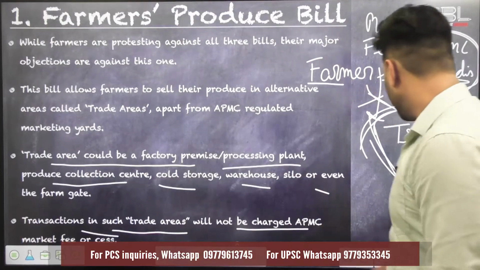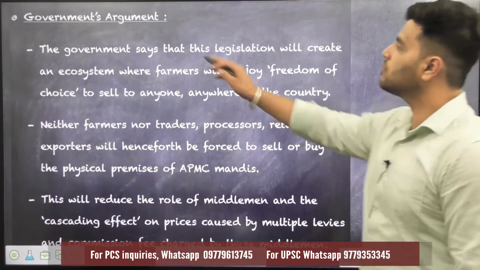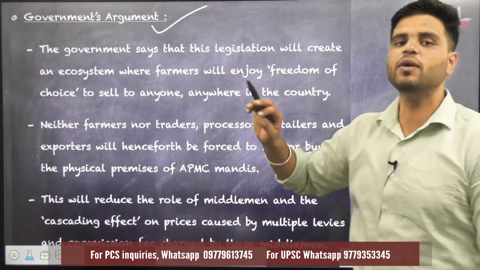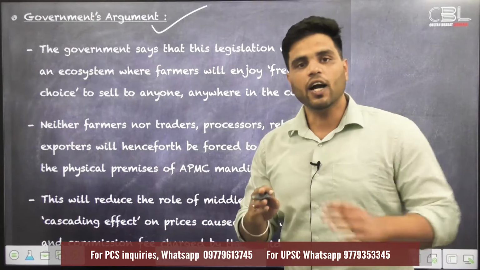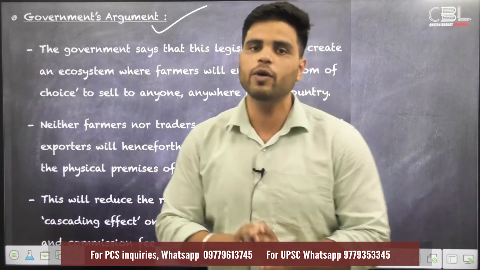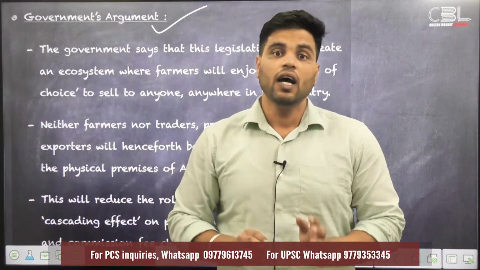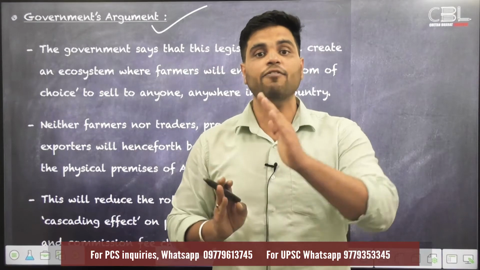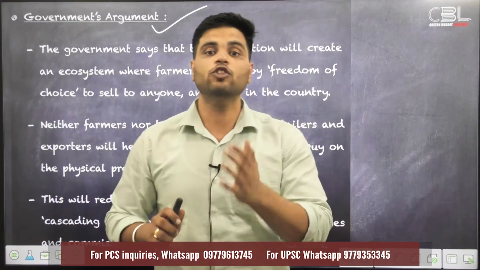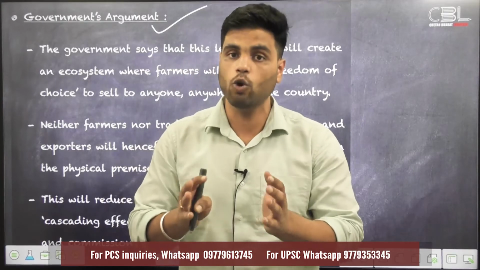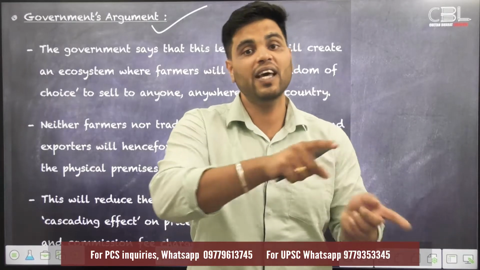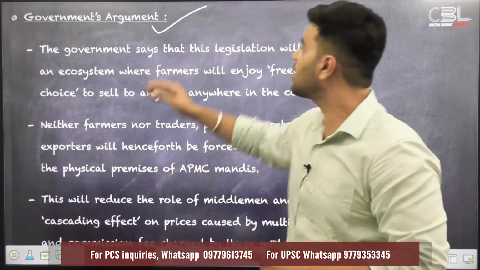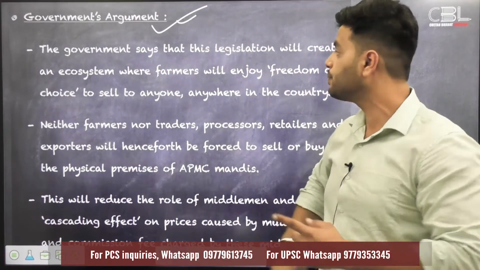All right. Now, what is the argument of government? Why does government believe that this would eventually help farmers? Okay, the argument given by various ministers of the government or the government itself is that these three farm bills would actually favor farmers and they would actually reduce the role played by middlemen. So these three bills are against middlemen, but they are in favor of farmers. So what is government's argument? Let's take a look at that.